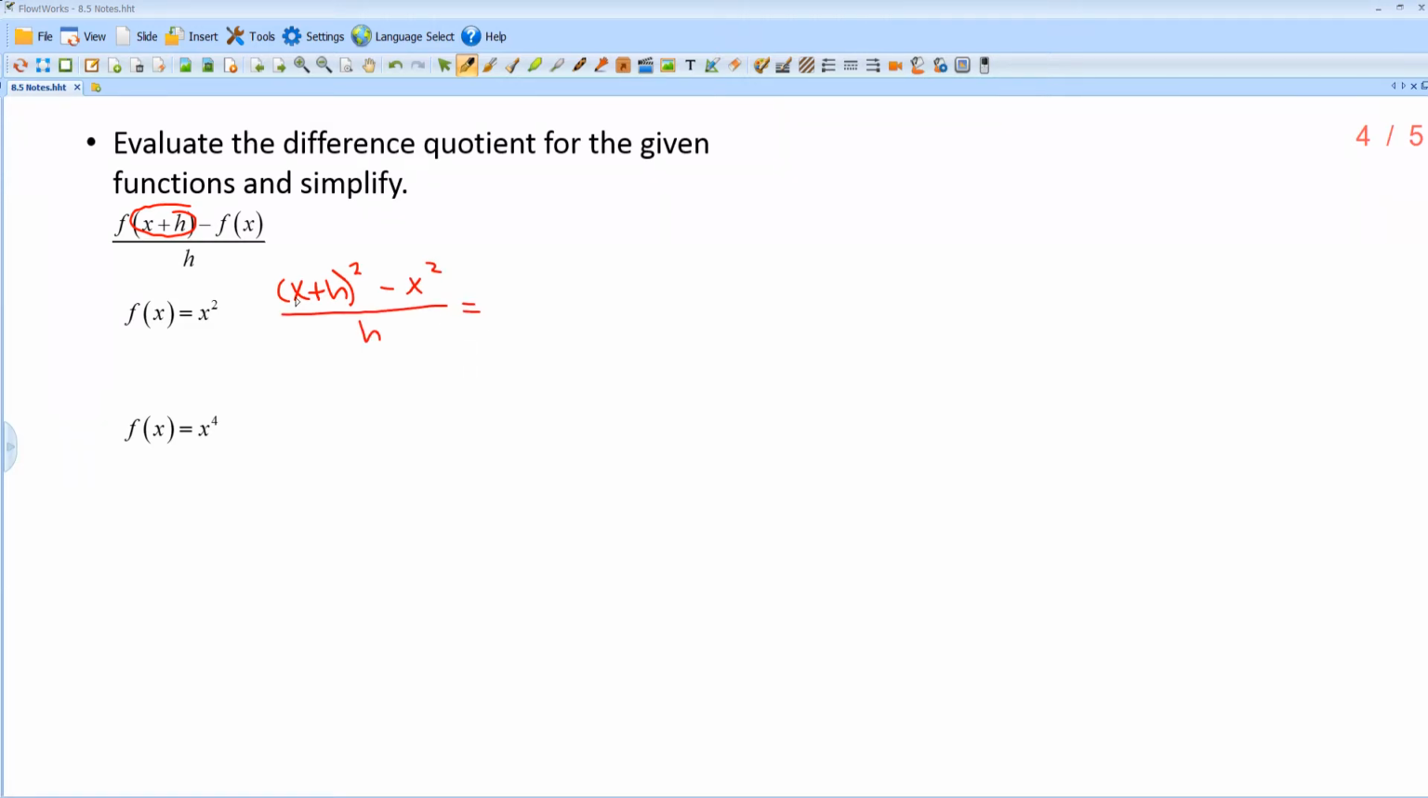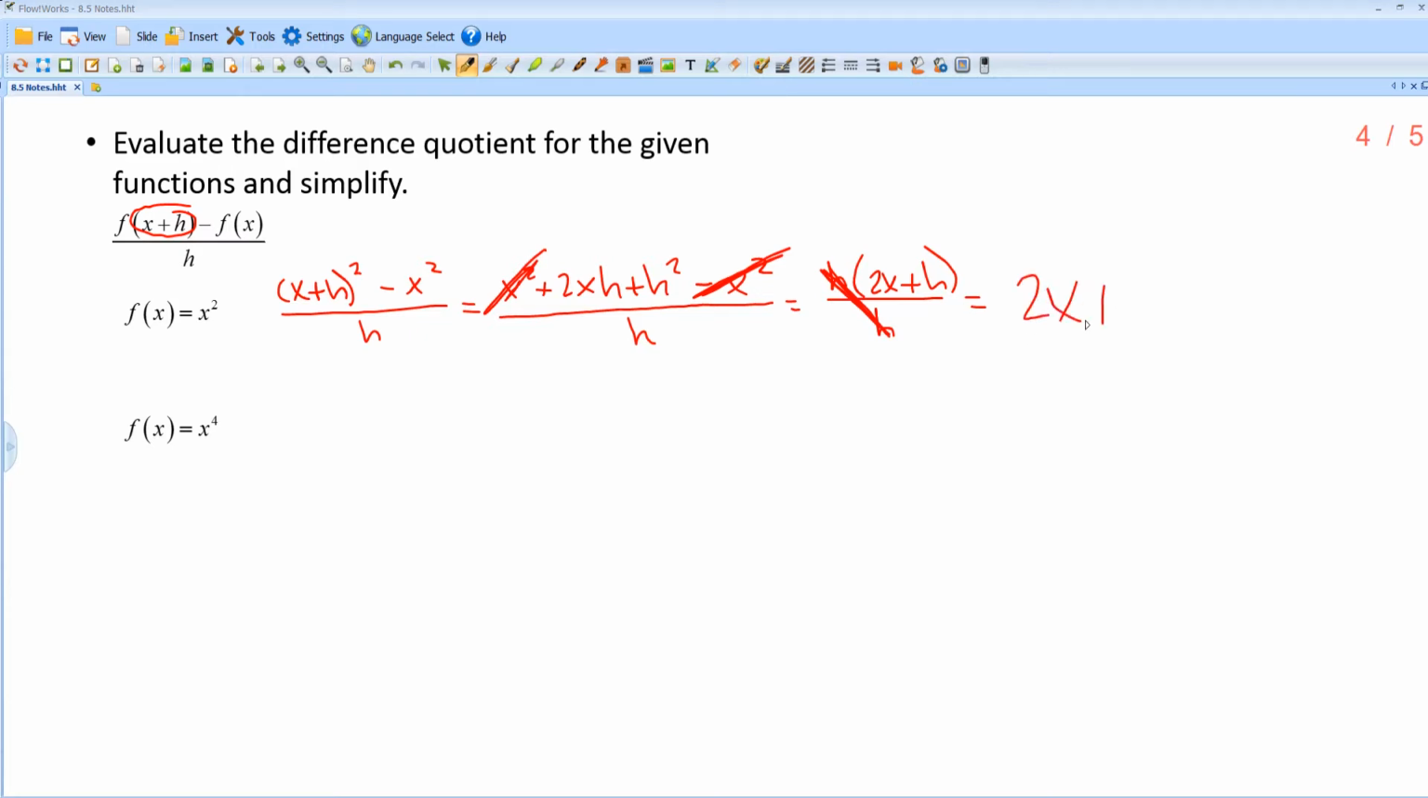Now, this is just regular FOIL. We know how to do that. So we get x squared plus 2xh plus h squared. So that's the FOIL, minus x squared over h. What should happen here is your x squared should cancel. And then in the numerator, I can factor h out to get 2x plus h. And now my h's can cancel. So I get 2x plus h.